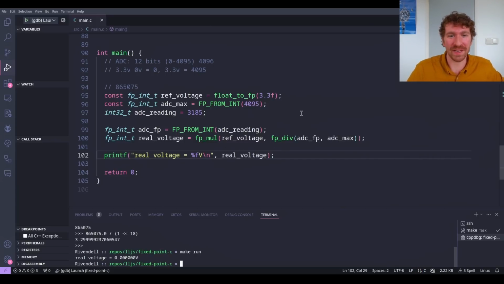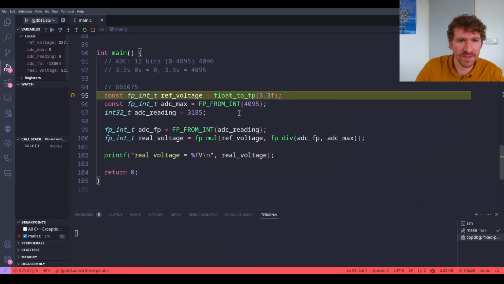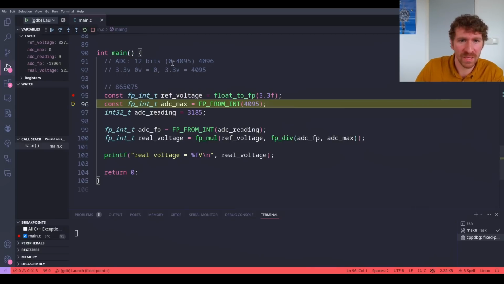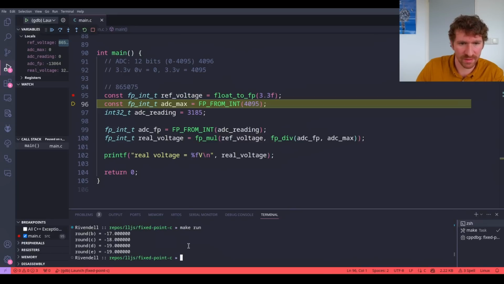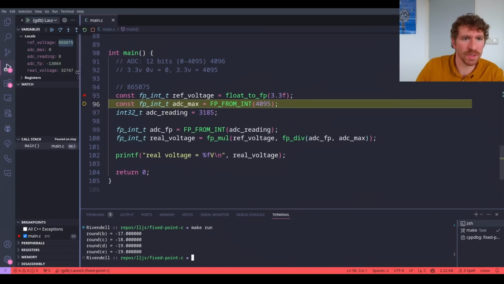That doesn't make sense. So what went wrong here? Okay, let's try and figure out what went wrong. So I'm going to just shove a breakpoint in here, and we'll dive through the code until we can figure out where it went wrong. Okay, so the reference voltage, yeah, that looks about right. I think that's more or less what we had in Python. Maybe I can even scroll back that far. I can't. But that looks about what we had. Oh, it's here, of course. So the reference voltage here is 865075, and yeah, it's exactly the same. So that's what we computed.